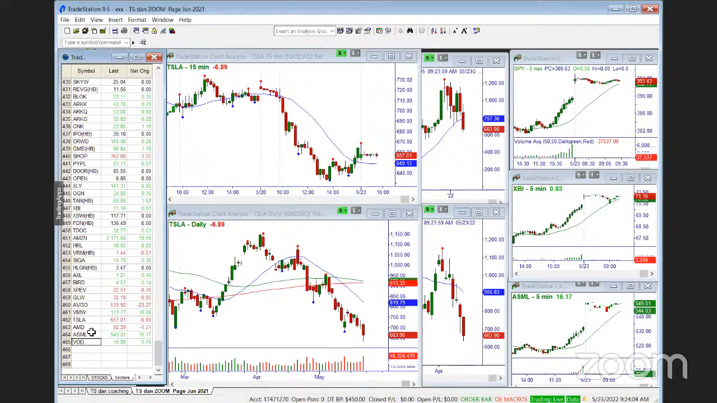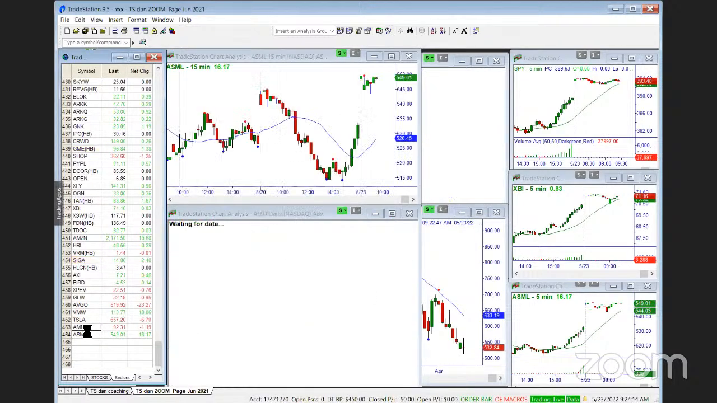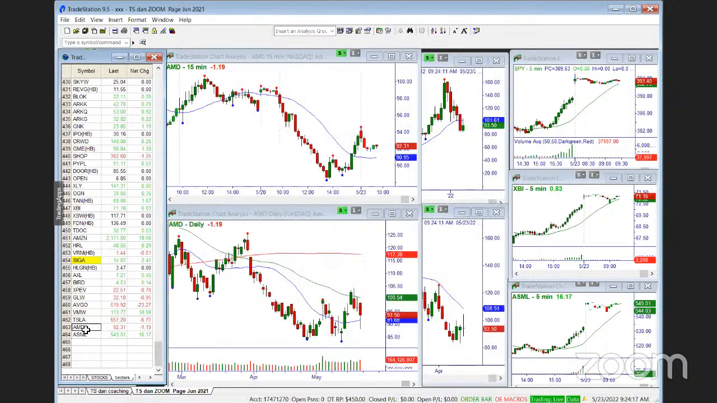All right, back to Vodafone. You know, another bottoming pattern again, gapping a 16 and change, but the gap's too big. So nothing to do there. There's that. A and B down. So relative weakness. I don't know what to do with that.